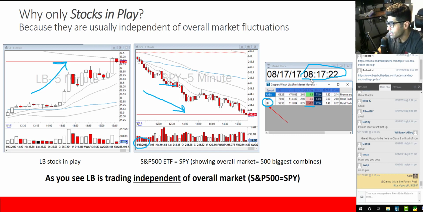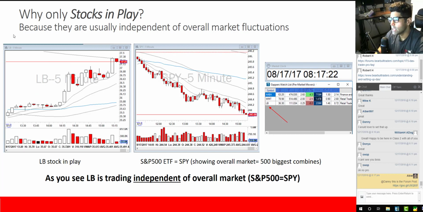LB on that particular day in the morning, as you see, gapped down 8%. But during the day, it actually recovered some of that loss. While the market was really weak that day, LB was a stock in play. So this is the type of stock that we are looking for. We don't want to trade something that really tracks with the market.